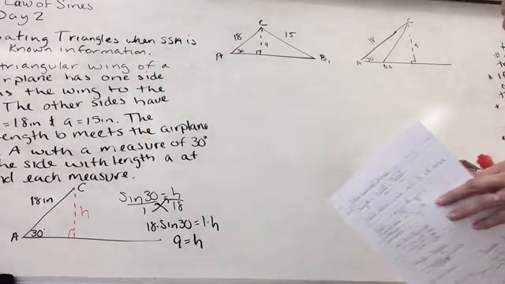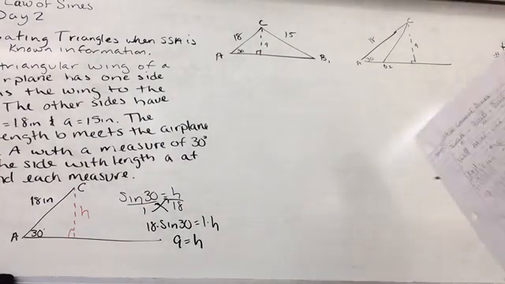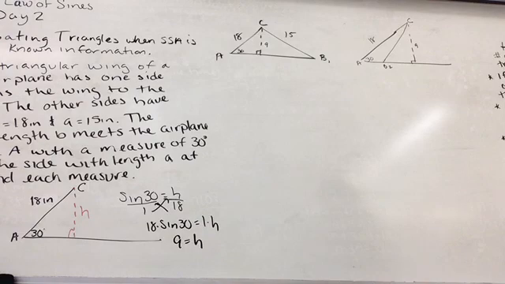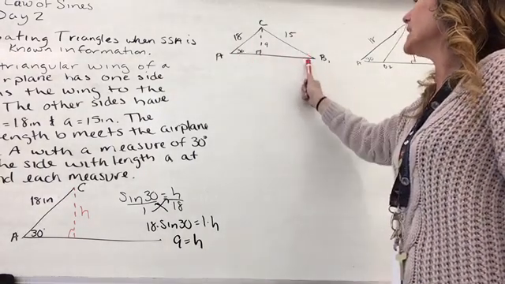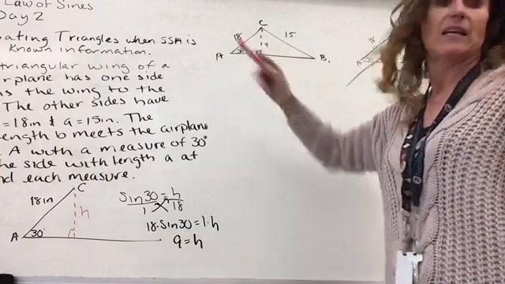So two different situations. We have to account for both. We are looking for the measures that are missing. So the first thing we want to figure out is what B1 or B2 can be. So, law of sines. I have 30 degrees, 15. I need to know what angle B is, and the 18.